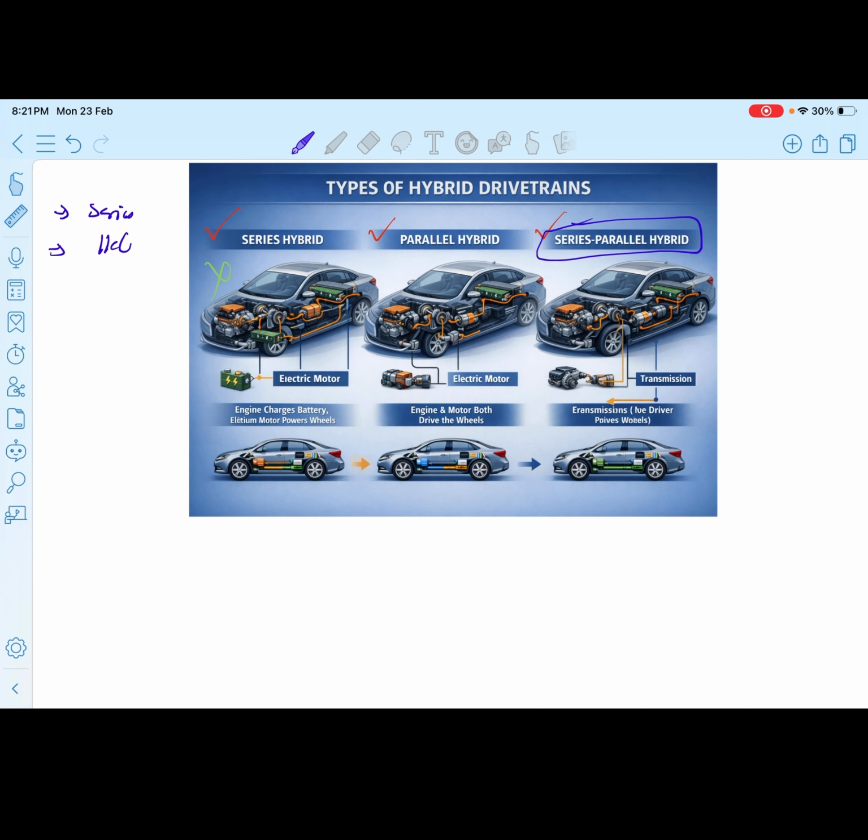So when I say series mode, that is series hybrid, it means your engine will generate electricity, and in a parallel hybrid the engine mechanically will drive the wheels. So it combines the advantages of both the systems, that is series and parallel.